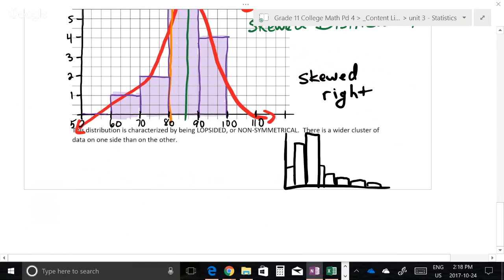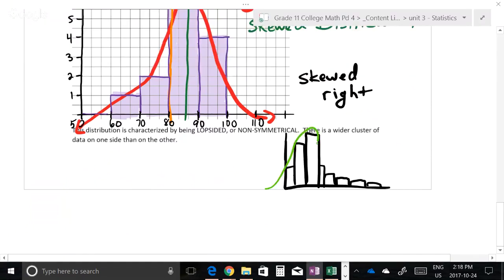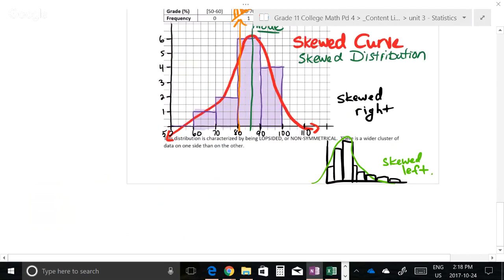That's like the worst drawing ever, but whatever. That would be skewed left. Any questions about that? Stuff makes pretty good sense, yeah?